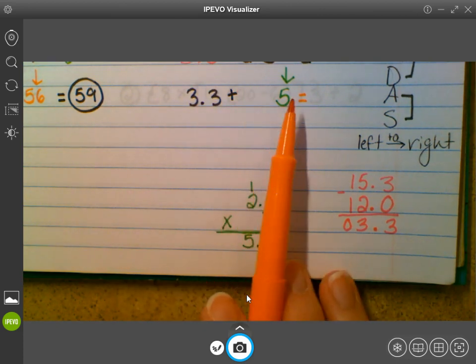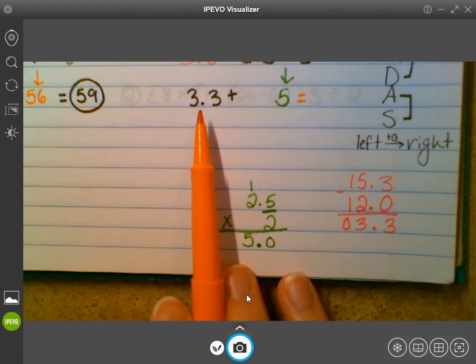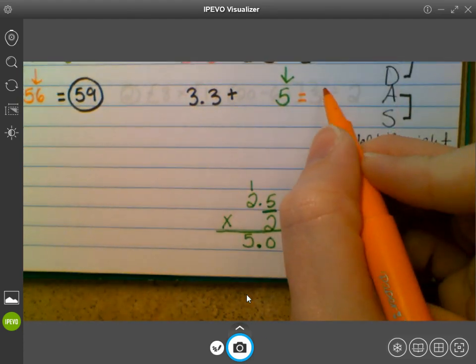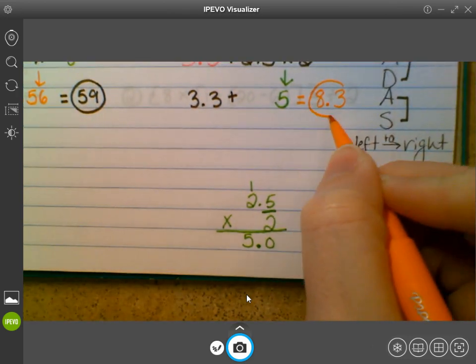8.3. We add the 5 in the ones place to the 3 that's in the ones place. That gets us 8. We still have 0.3 afterwards. So 8.3.